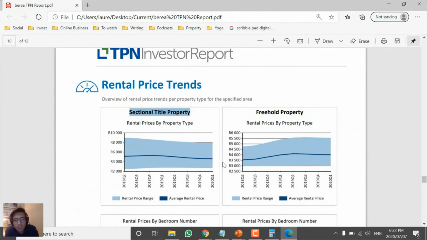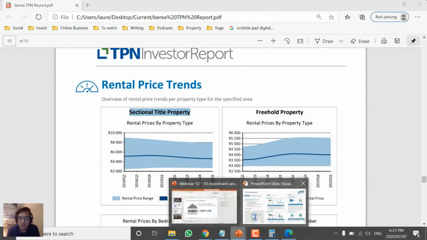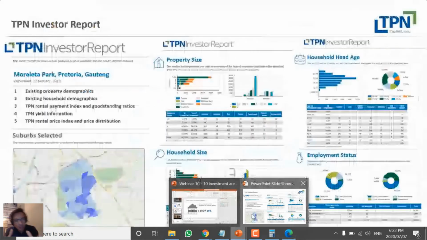Again, it's very important that if the estate agent says 5 to 7,000 Rand rent, you're able to look at this report and say, actually, my report says it's more like between 3 and 5,000 Rand. So is this estate agent trying to tell me what I want to hear? You have to be a bit vigilant of that. So that's the investor report.